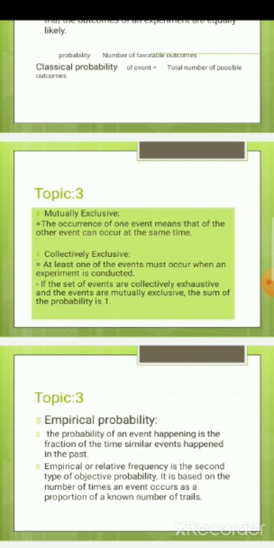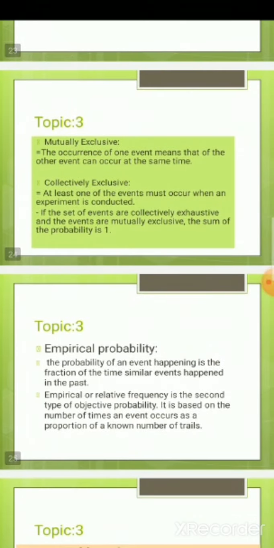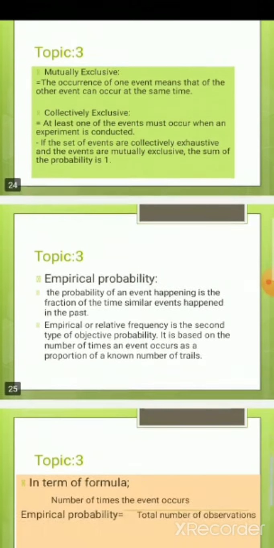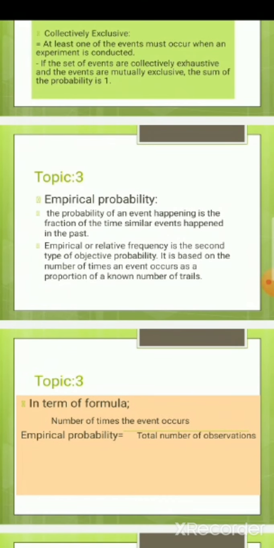Mutually exclusive: the occurrence of one event means that none of the other events can occur at the same time. Collectively exhaustive: at least one of the events must occur when an experiment is conducted. If the set of events is collectively exhaustive and the events are mutually exclusive, the sum of the probabilities is 1. Empirical probability: the probability of an event happening is the fraction of the time similar events happened in the past.